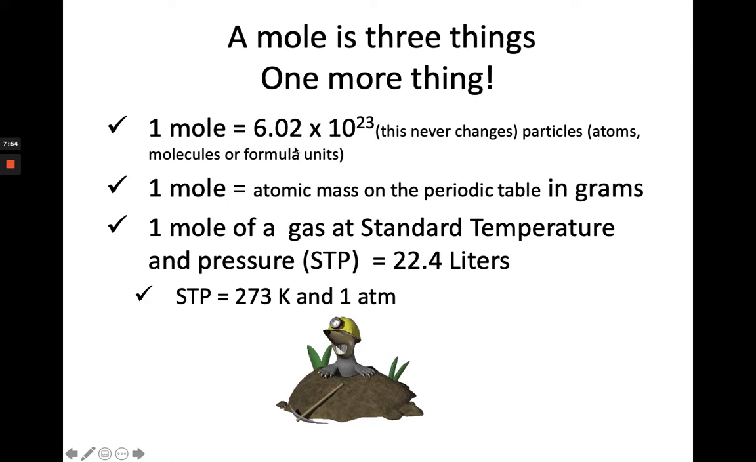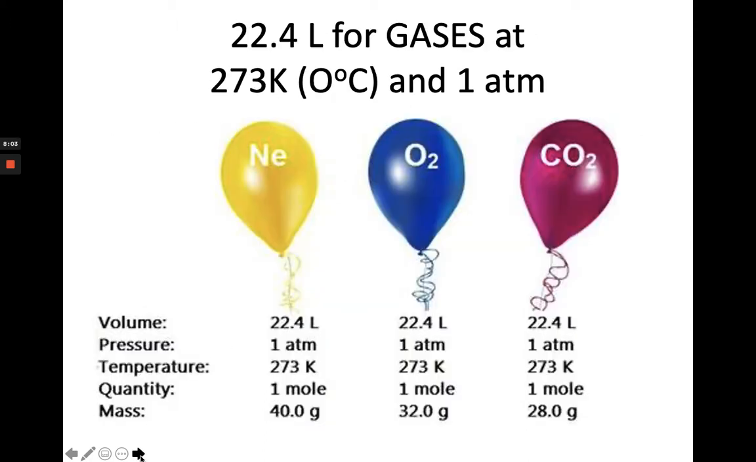Okay? So it's these 3 things. 1 mole equals 6.02 times 10 to the 23rd. 1 mole equals the atomic mass on the periodic table in grams. And 1 mole of a gas at standard temperature and pressure is 22.4 liters. Again, you can see this with gases. If I have 1 mole of gas, I'm going to have 22.4 liters of any of those gases, and their masses will just be the atomic masses, or in the case of the CO2, the formula mass for that particular element. And this is calculated incorrectly. This should say CO2, but this would be 44 grams.